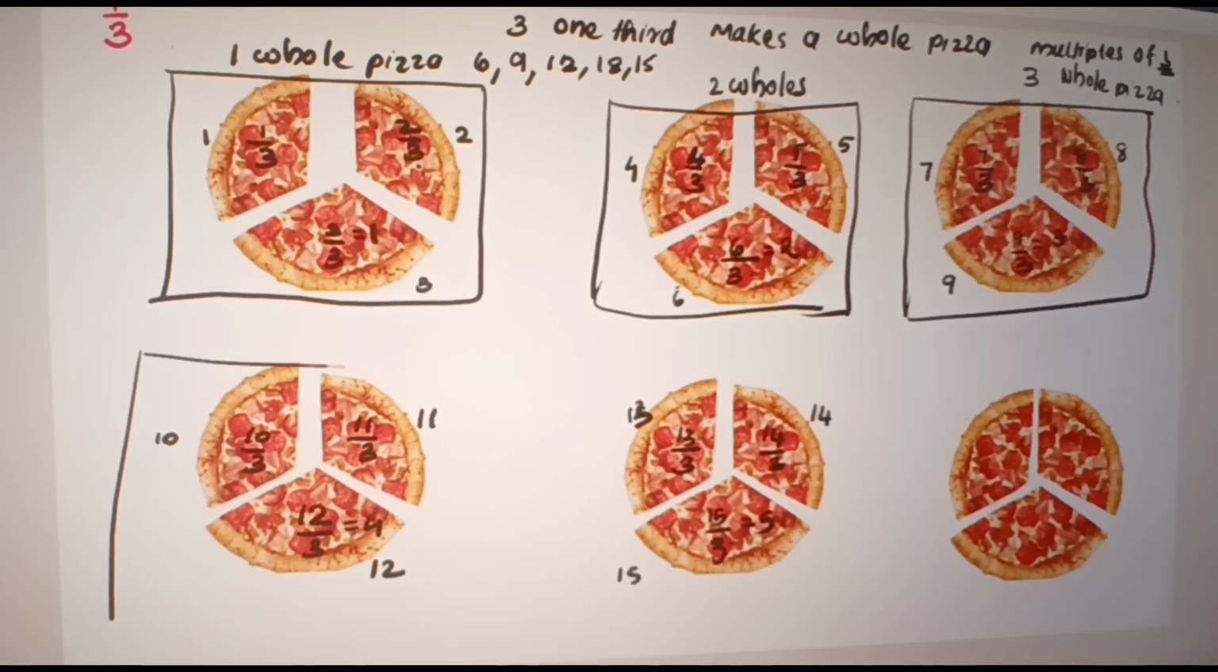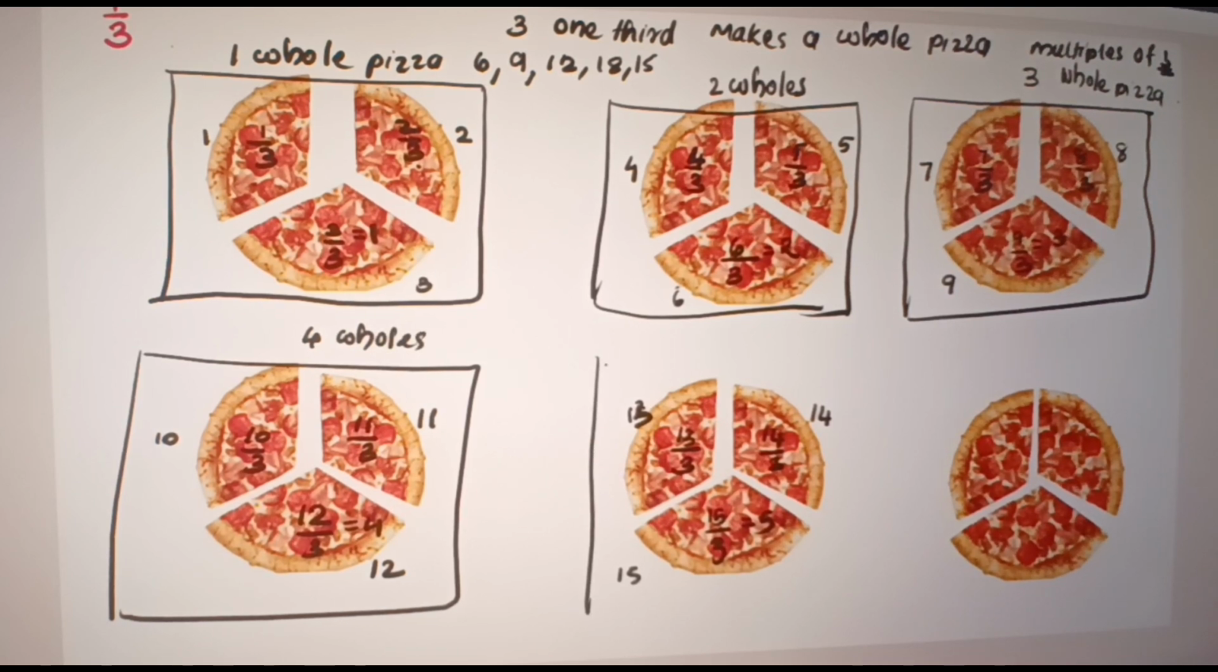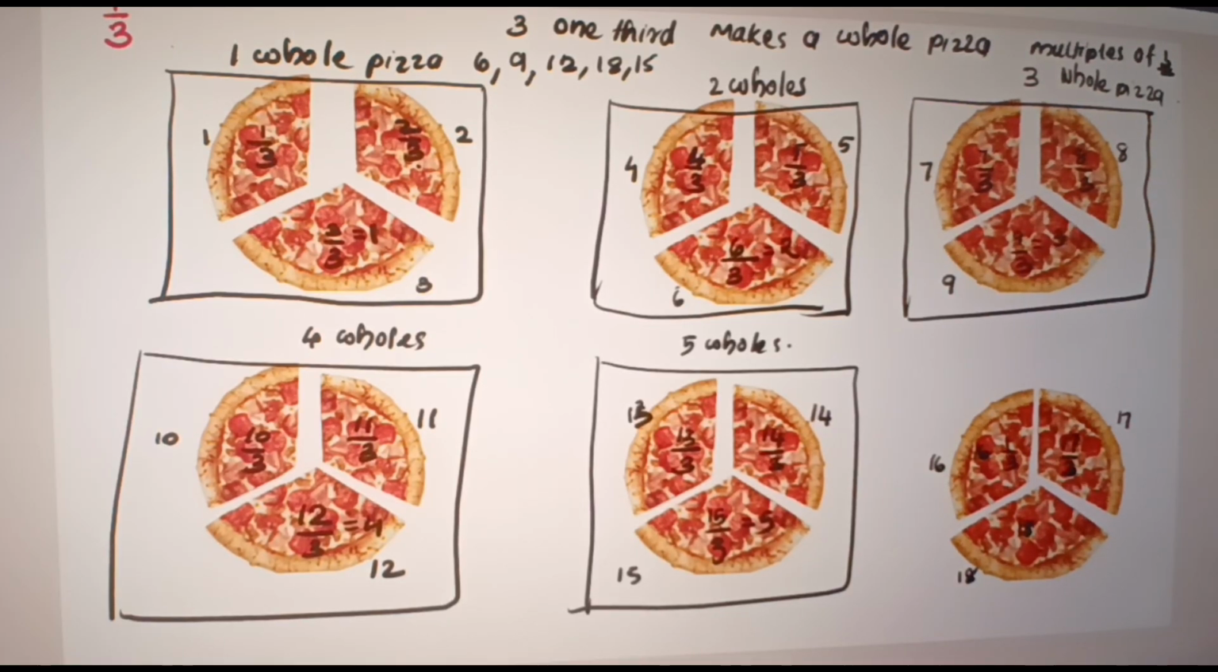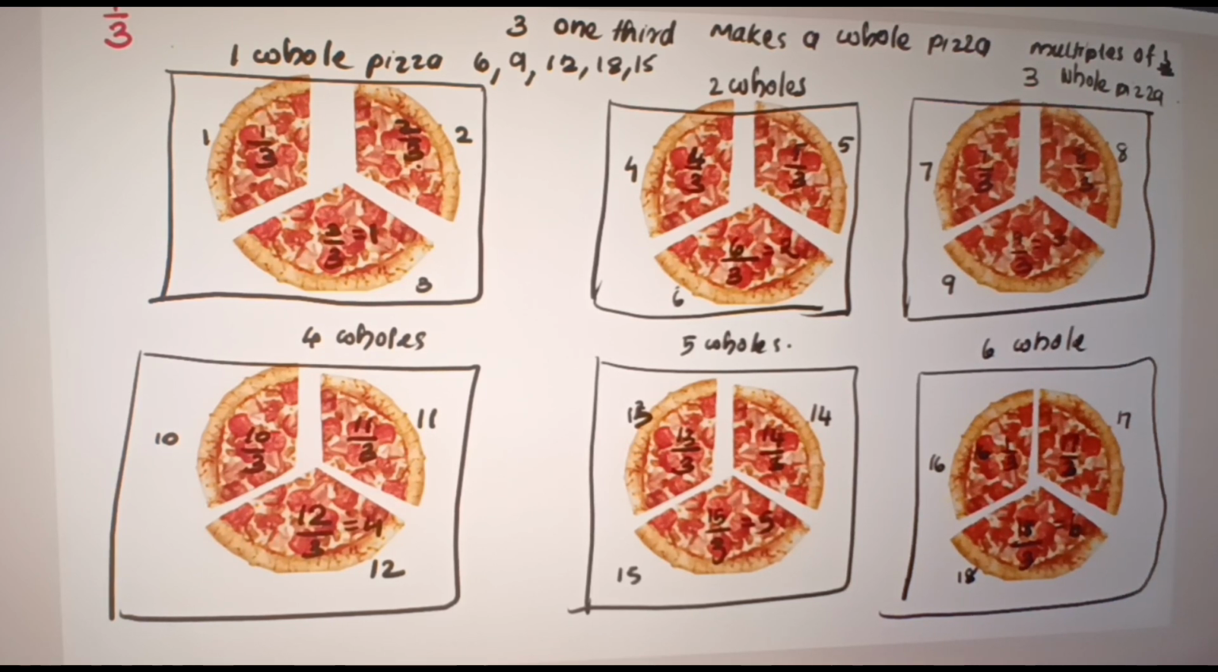So this is 4 wholes, and this is 5 wholes. Then 16/3, and if you add 17, that is 17 over 3. If you add 18 pieces of 1/3, that is 18 over 3, that is 6. So now we have 6 whole pizzas. So we get a whole pizza if we have multiples of 3 1/3s.